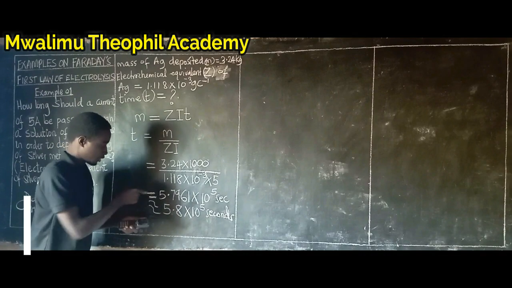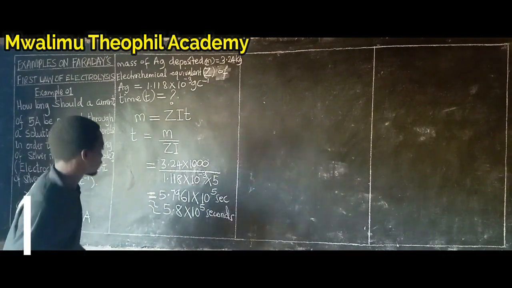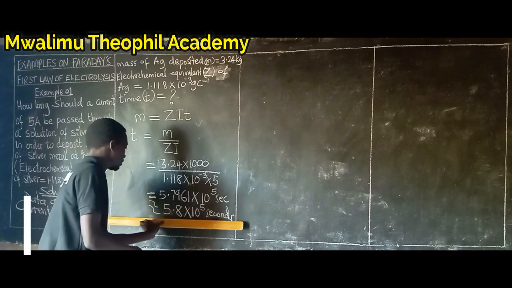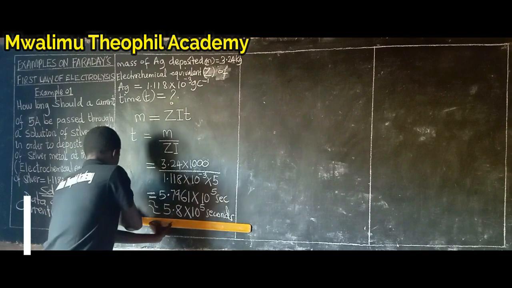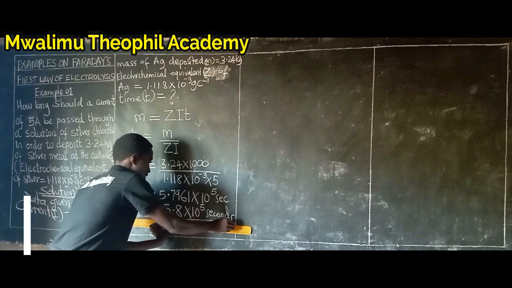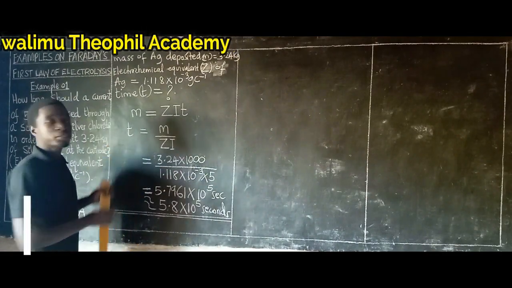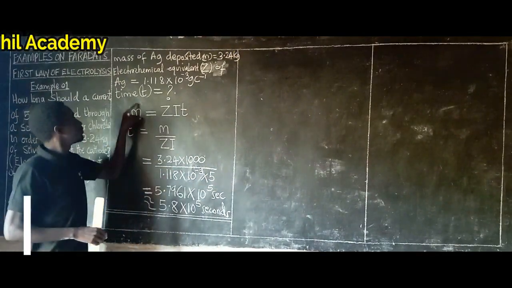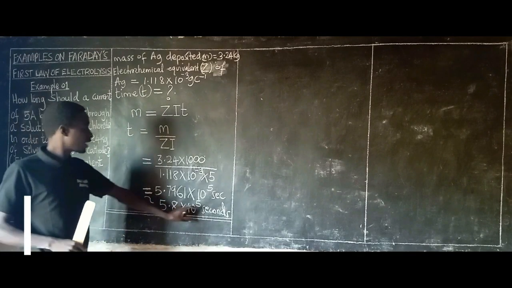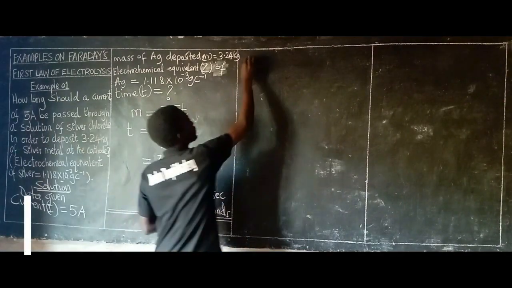Now, it will take 5.8 times 10 raised to 5 seconds for the mass of 3.24 kg of silver to be deposited at the cathode. This is the required time for it to be deposited. Apart from using the formula obtained directly from Faraday's first law of electrolysis, we also have an alternative for this question. Let us see an alternative.